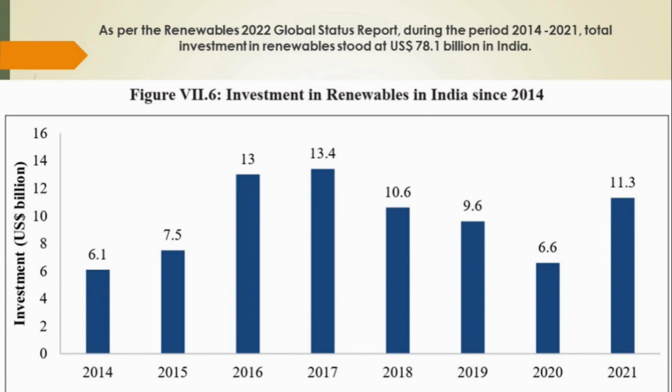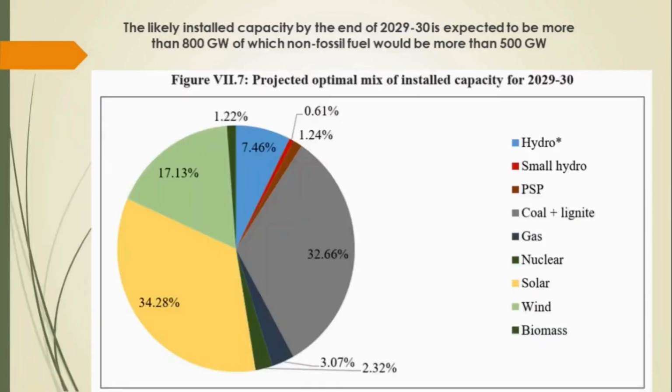You can see in 2014 it was only 6.1 billion US dollars, but by 2021 it is 11 billion US dollars. Since 2018, 2019 and 2020 it reduced, and in 2020 it was very less because of the impacts of COVID-19, and in 2021 suddenly it rose almost double, closer to double, it increased. So investment in renewable in India is slowly rising. Government is promoting investment in renewable in various ways.